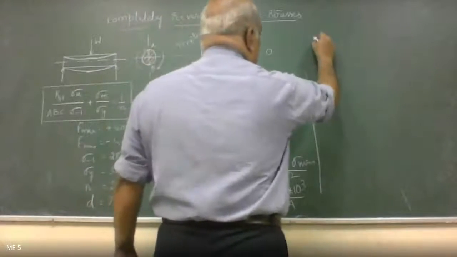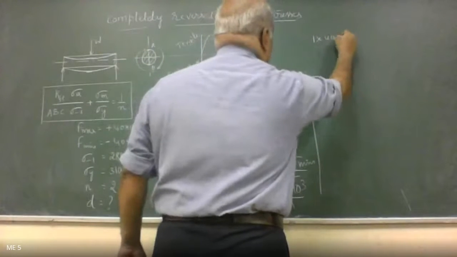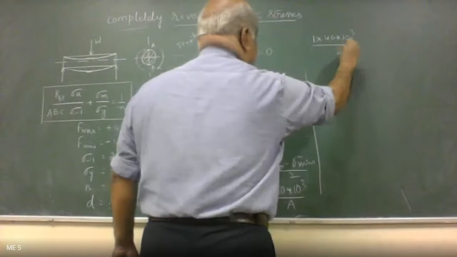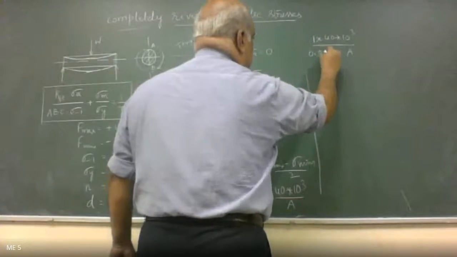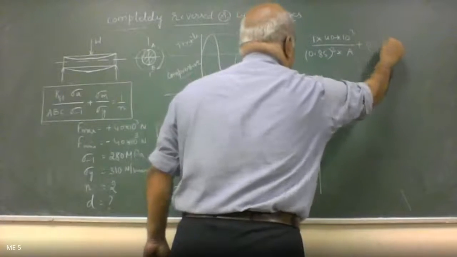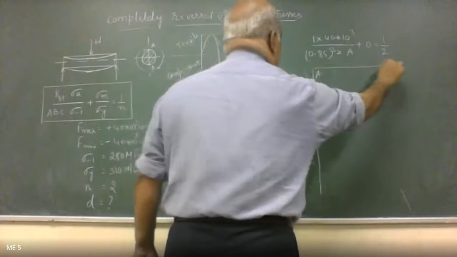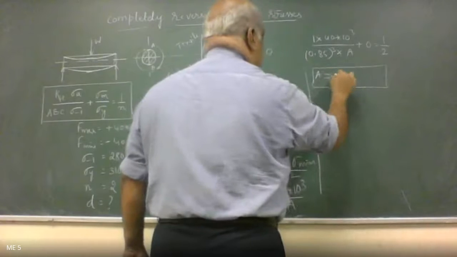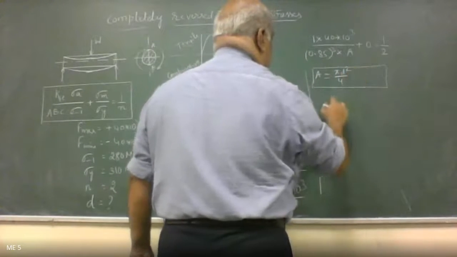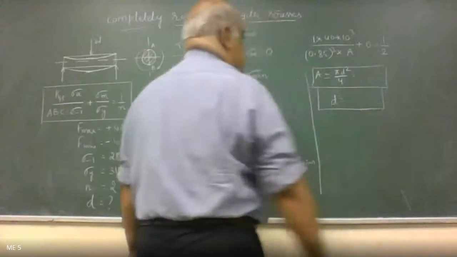That is 1 into stress amplitude, which is 40 into 10 power 3 divided by A, and here it is going to be 0.85 into 0.85 into 0.85 plus 0, is equal to 1 by factor of safety. So A is equal to pi d square by 4, that is equal to how much? So therefore, B is equal to, give me this value.